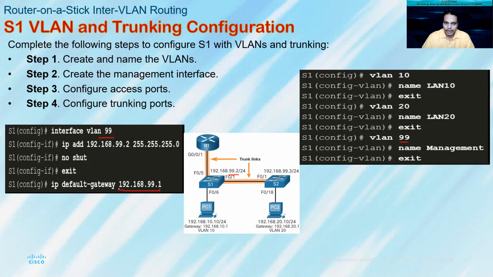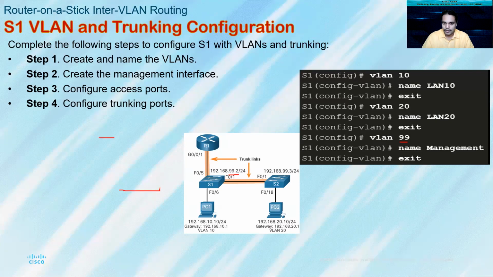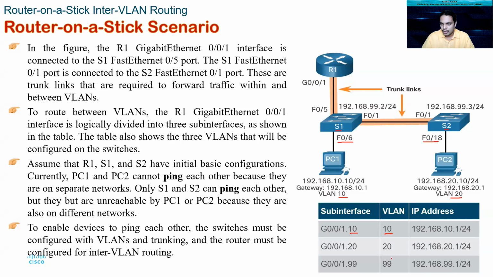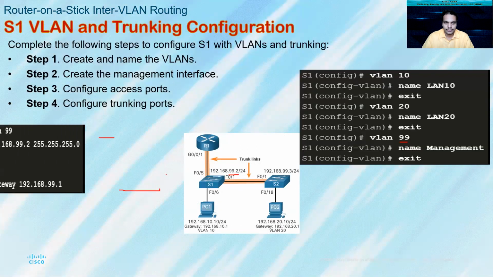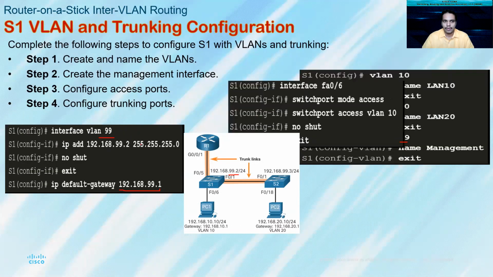Just remember, IP default gateway 192.168.99.1, right? Now, if you check out the diagram, this is the IP address of the subinterface G0/0/1.99. So for S1, the default gateway will be the IP address of the subinterface assigned for VLAN 99. Okay, now this is what I did. And after step 2, I go for step 3.